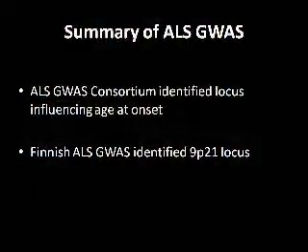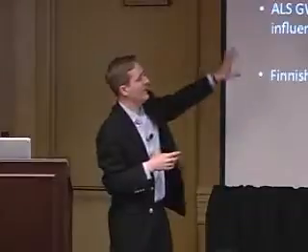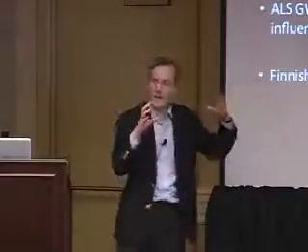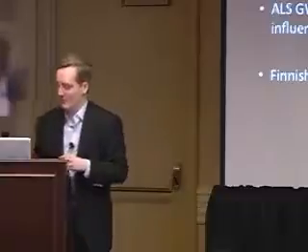So in summary, I think that we are finally beginning to see some payoff from all of the money and all of the effort that we've expended on genome-wide association studies. We've identified a locus, through the consortium, that influences age at onset, and we've identified, using a honed-in population, a very promising locus on chromosome 9.